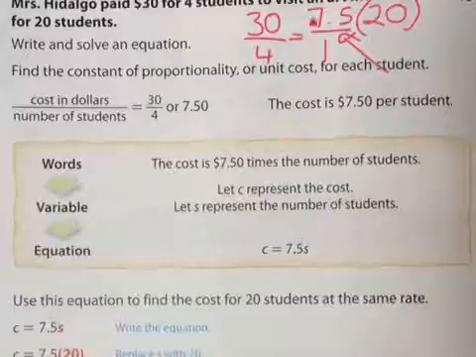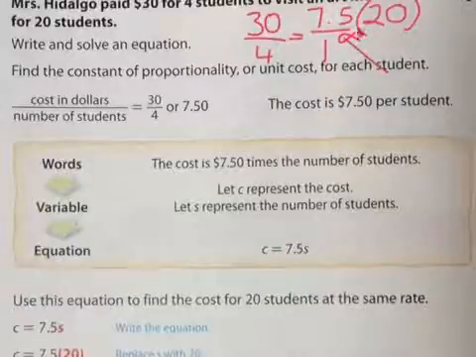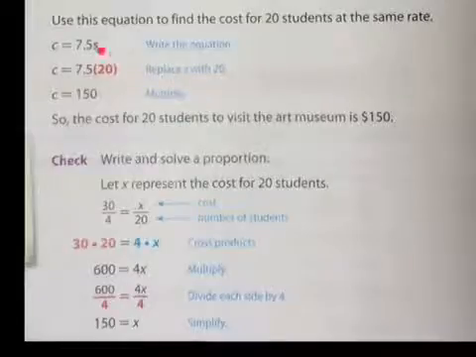We're looking for how much it's going to cost for 20 students. We're going to let C represent the cost, and let S represent the number of students. Depending on how it changes, for every one, it's going to be 7.50. As we did there, we know it's 20 students, but we're going to multiply it like that. And here it is if we write it as an equation.